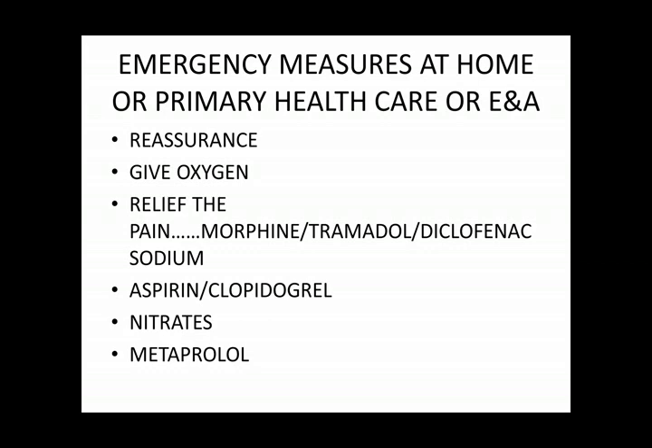What you can do is, number one, reassurance. You give oxygen, you relieve the pain, which is the right of the patient, by morphine, by tramadol, by diclofenac, whatever is available. Give aspirin and clopidogrel sublingually. Nitrates can be given sublingually. If metoprolol is there, you can give 5 mg intravenously if there is no bradycardia, or you can give 50 mg orally if there is no bradycardia.